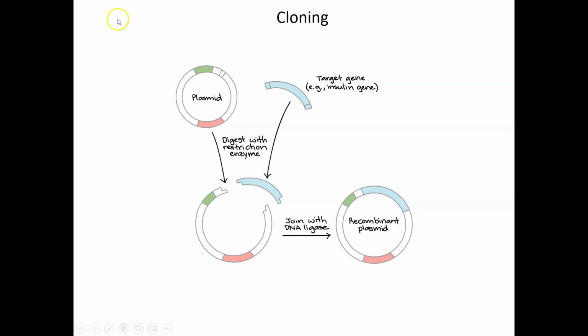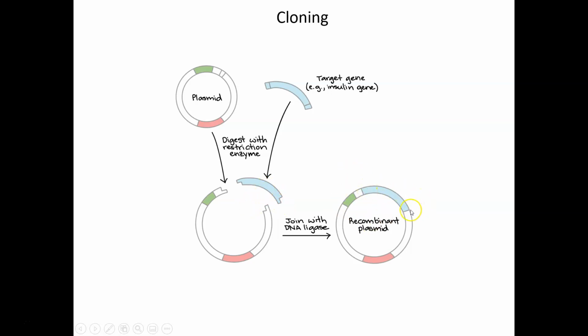So maybe we cut the plasmid with EcoR1 and BamH1, so we leave an EcoR1 sticky end on one end and a BamH1 sticky end on the other. We cut our target gene of interest with the same restriction enzymes, EcoR1 and BamH1. We leave those sticky ends. And now the EcoR1 sticky ends will have perfect complementarity on this side. The BamH1 sticky ends will have perfect complementarity on this side. And this DNA will fit perfectly into the gap of the plasmid.